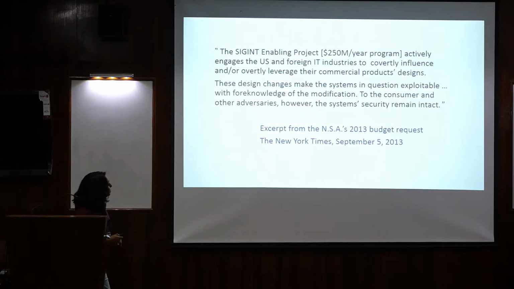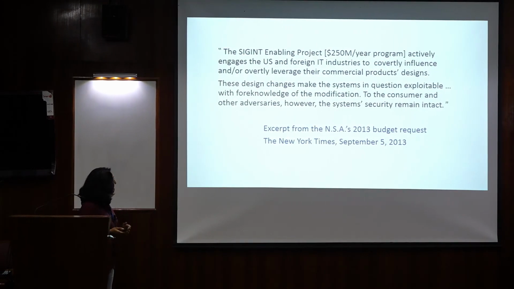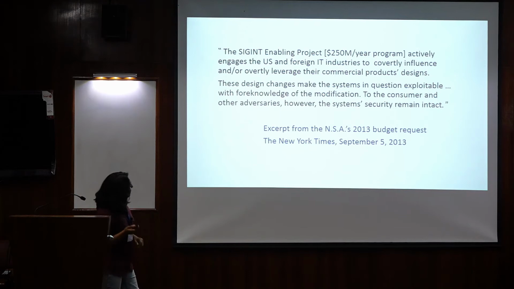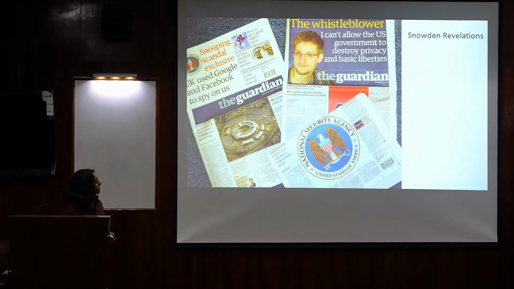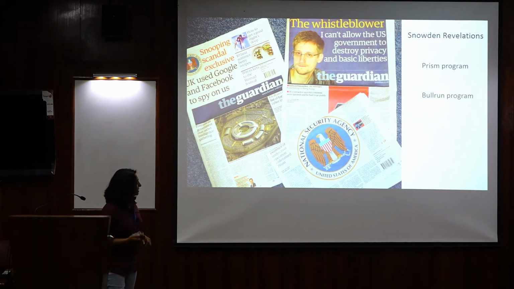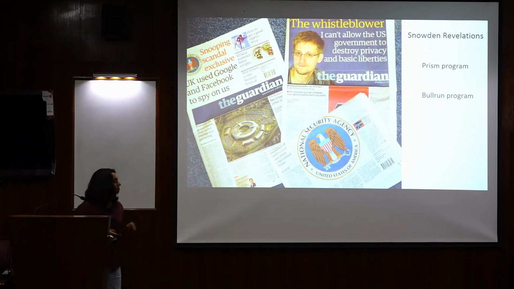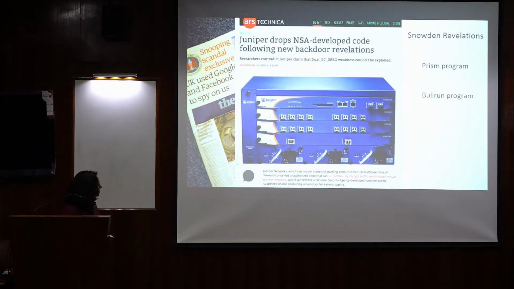And in fact, this is an excerpt from NSA's budget request, and let me just read it out. The enabling project actively engages the US and foreign IT industries to covertly influence and/or overtly leverage their commercial product designs. These design changes make the systems in question exploitable with foreknowledge of the modification. To the consumer and other adversaries, however, the system's security remains intact. And this was indeed confirmed after the Snowden revelations, which told us about these massive data collection programs like Prism and Bullrun, and backdoors installed by the NSA and perhaps by other agencies.